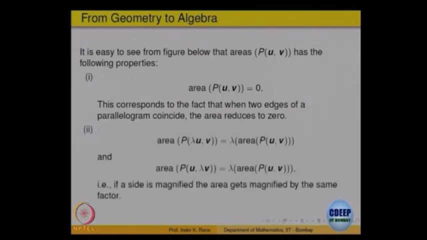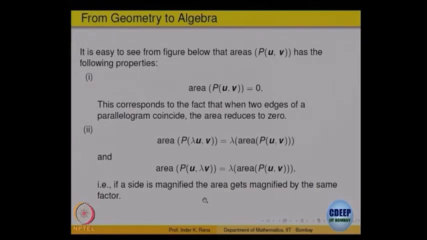The second important property is that if you scale one of the vectors, either U or V, by a scalar lambda, so you stretch U by lambda, then the area also gets stretched by the same factor. So, algebraically we can say that the area P(lambda U, V) is lambda times P(U,V), and similarly for the other variable: if you stretch V by lambda, then the area again gets stretched by lambda. So, the scalar comes out. That is the second property.